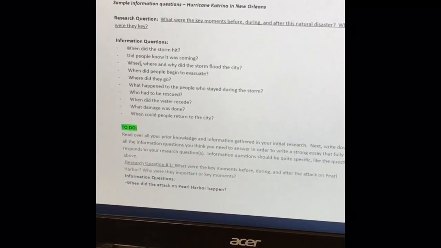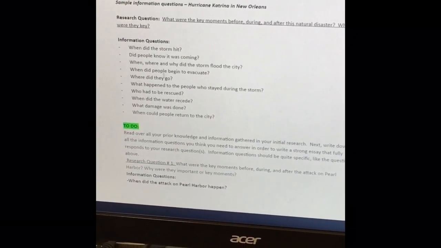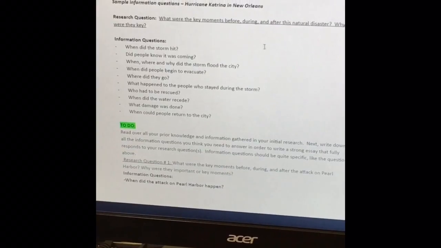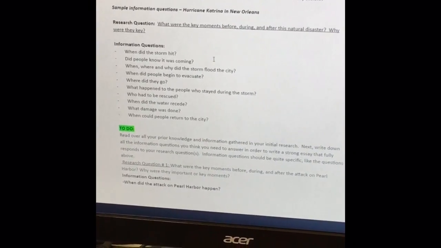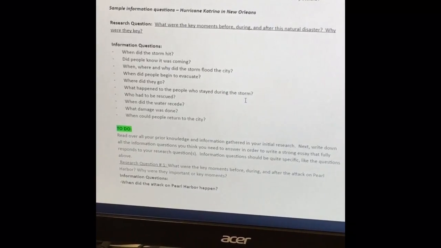When did the storm hit? Did people know it was coming? When, where, and why did the storm flood the city? And so on and so forth. Don't forget, you're using those W and H words. Who, what, where, when, how. And some of you might even use why.